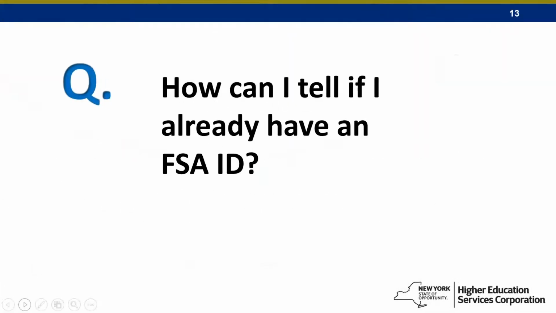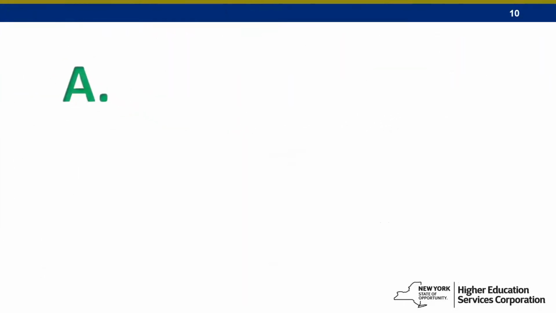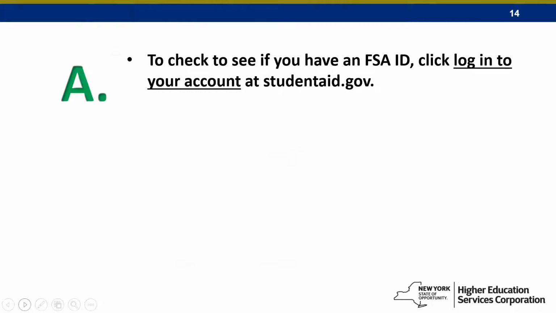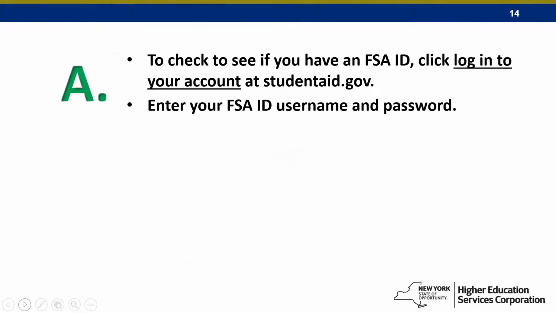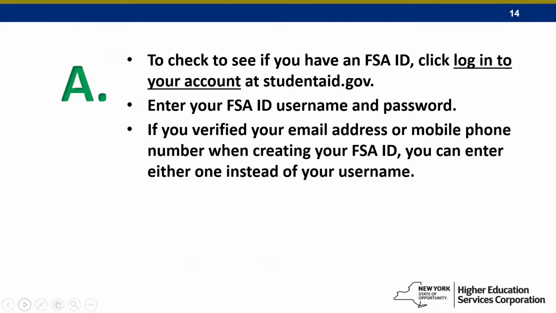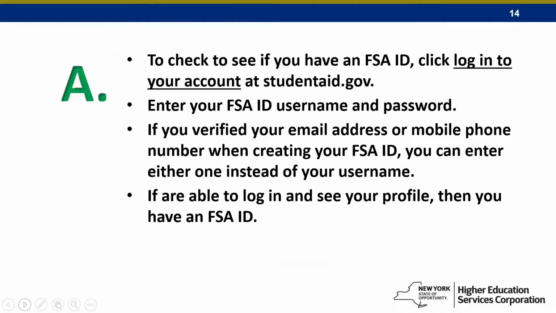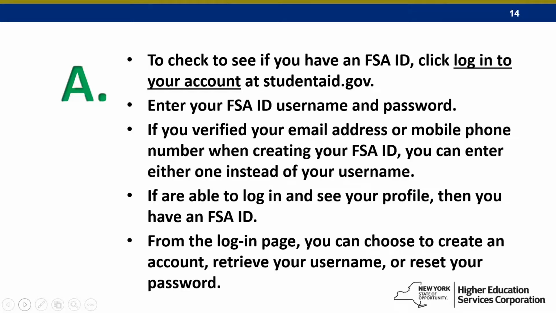Another question we get is, how can I tell if I already have an FSA ID? You can check by logging into the Student Aid website. Click on log into your account, and then enter your username and password if you remember it. If you verified your email address and phone number when you created the FSA ID, then you can enter either one of those instead of your username. If you are able to log in, then you have an FSA ID. If not, from the login page, you can also choose to create an account, retrieve the username, or reset your password.